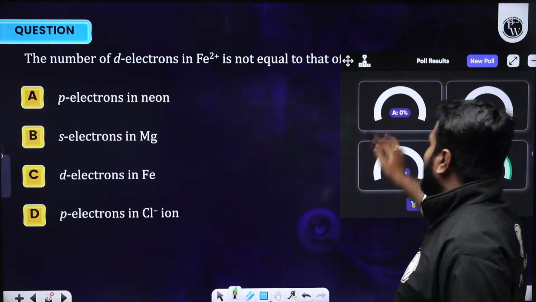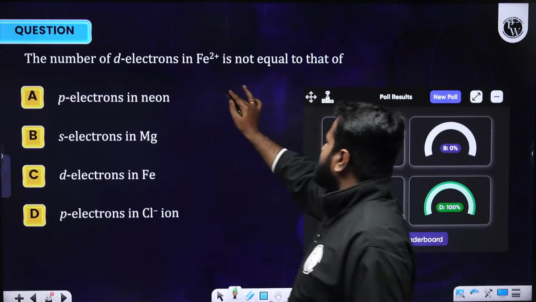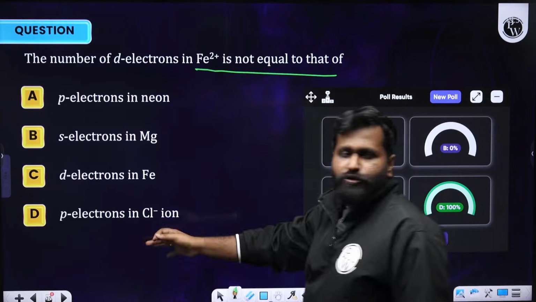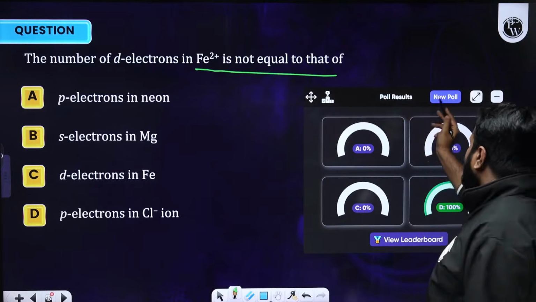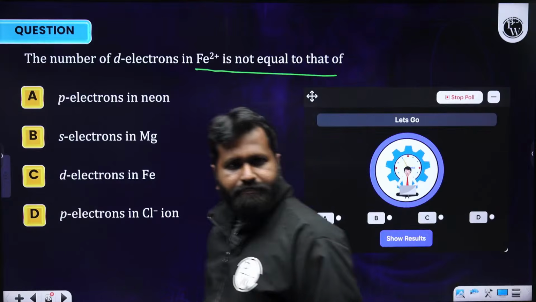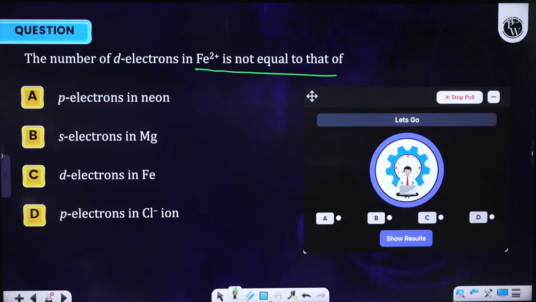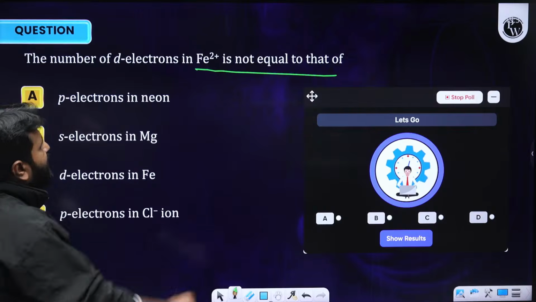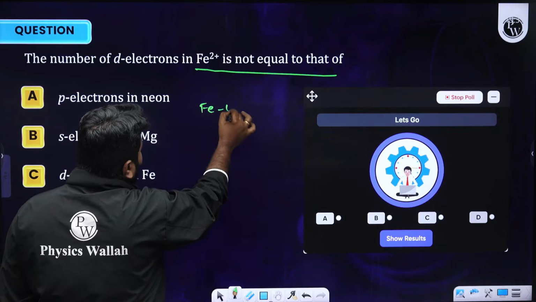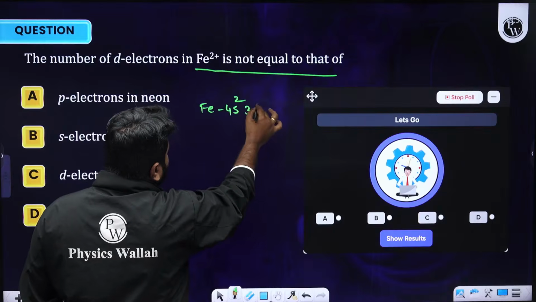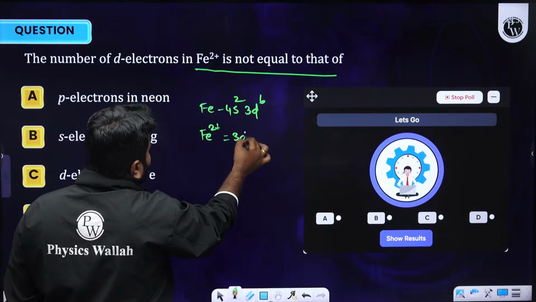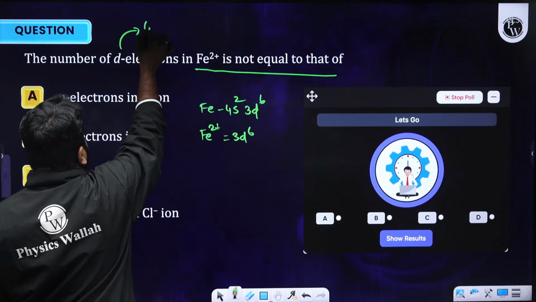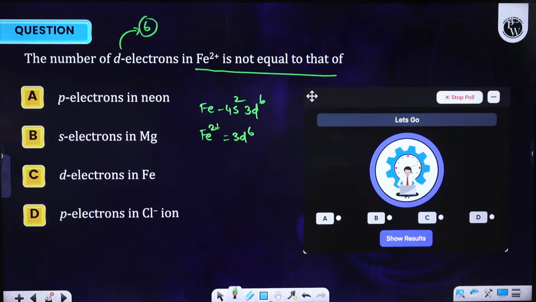The number of d electrons in Fe2+ is not equal to that of... In Fe2+, how many d electrons will we be having? Iron means 4s2 3d6. So Fe2+ means 3d6. The number of d electrons is 6. Now they are asking not equal to that of.